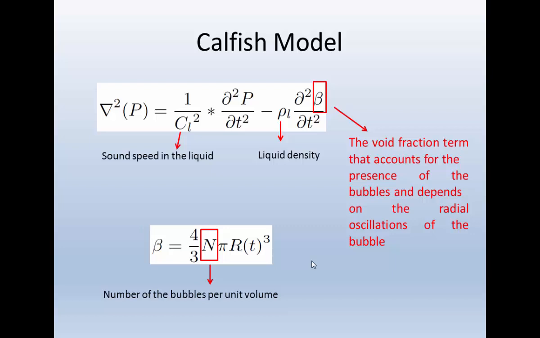The Caflisch model has been developed and been referenced a lot for the propagation of waves in a bubbly medium, and it is simply the wave equation where there is a term related to the changes of the density of the liquid, which is related to beta, the void fraction that accounts for the presence of the bubbles. And this void fraction oscillates as it is the volume of the bubbles in the medium, and the radial oscillations of the bubbles are nonlinear. Void fraction oscillates nonlinearly.